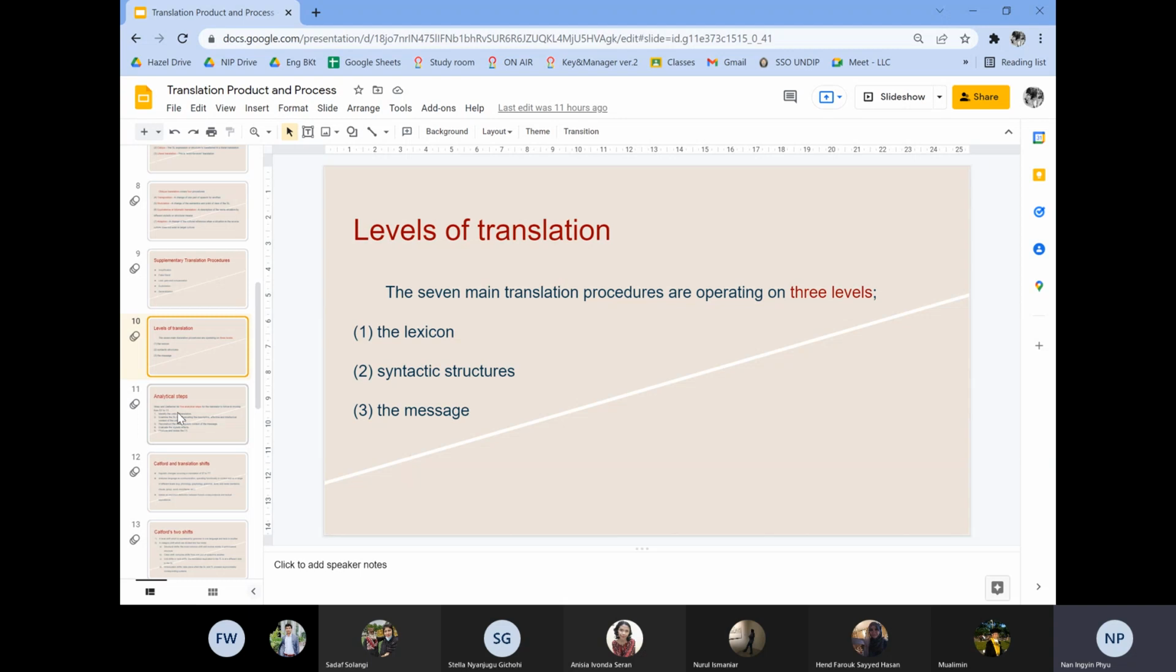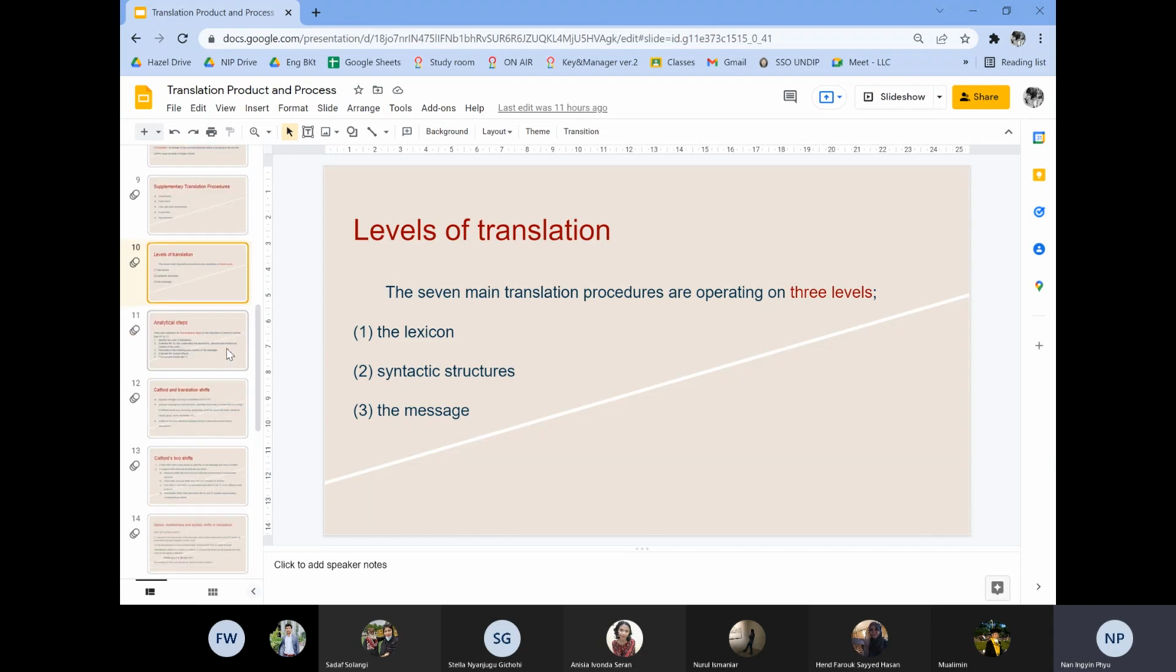Then when we talk about the levels of translation, all the procedures are operating on 3 levels. The very first one is the lexicon, the second one is the syntactic structure, and the third one is the message. Here, the message doesn't mean they are conveying the direct message. It means that by changing the phrase or the word, they still give the same message, the main target. They want to mean that.